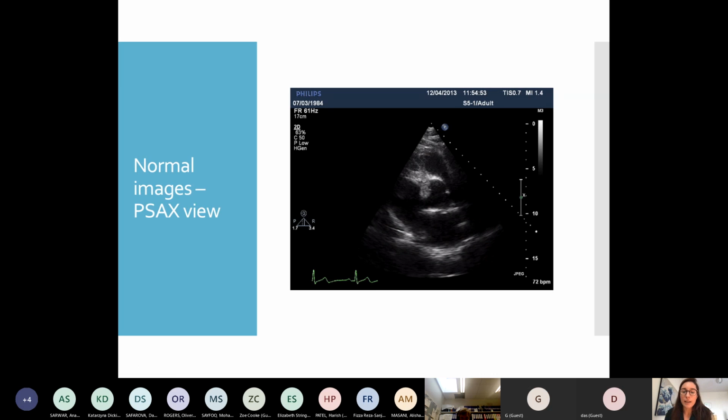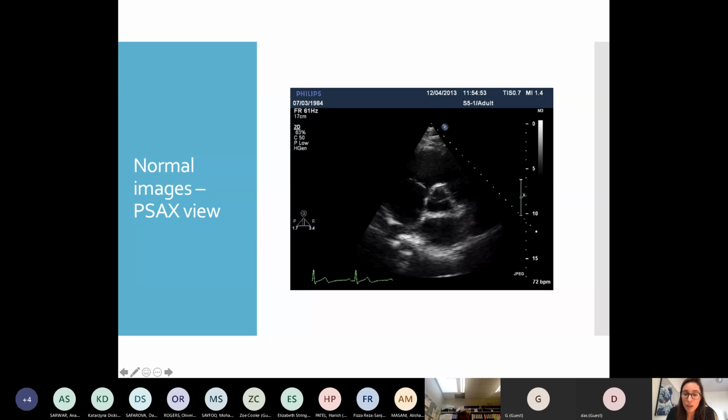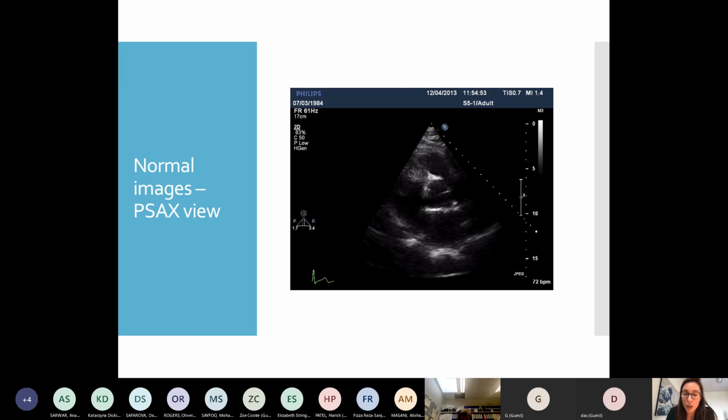So with this echo image, I want you to focus simply on the very middle of the screen where you can see the aortic valve. And this shows a normal aortic valve opening and closing. So if you recall what we were just looking at with the 3 cusps opening and closing, they're nice and thin and they're easily mobile. That is a normal aortic valve.